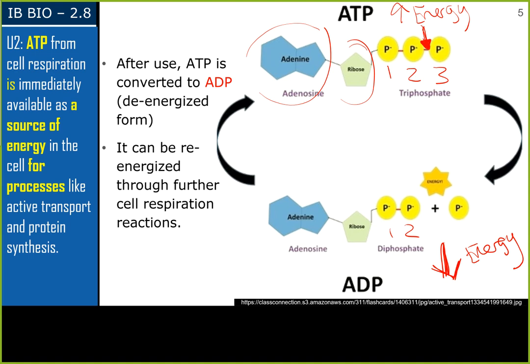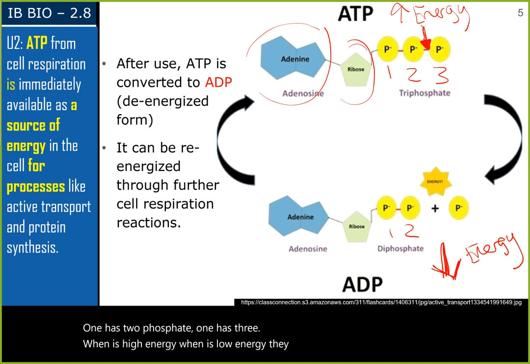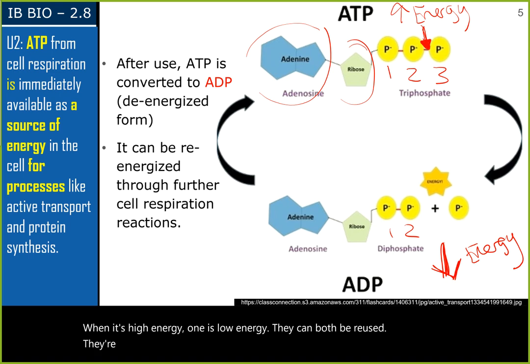Alrighty. How do you feel about ADP and ATP? Could you do a compare and contrast? One has 2 phosphate, one has 3. One is high energy, one is low energy. They can both be reused. They're both molecules that store energy. They're different forms of the same molecule.